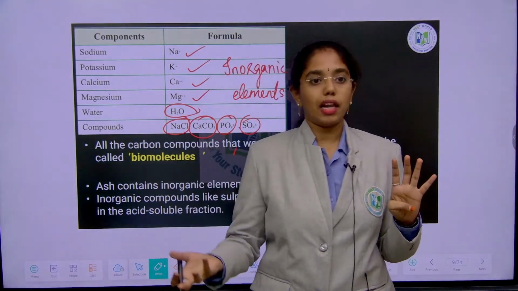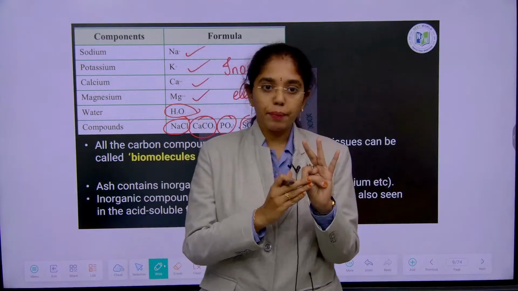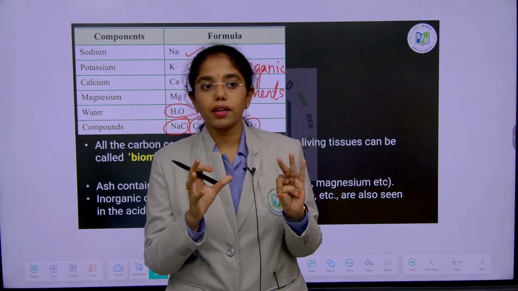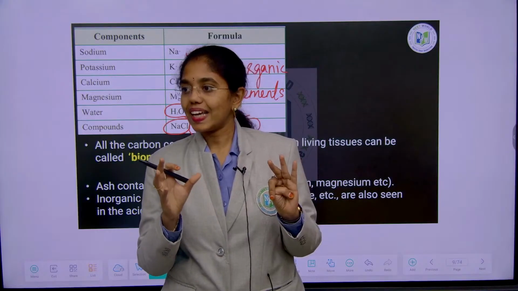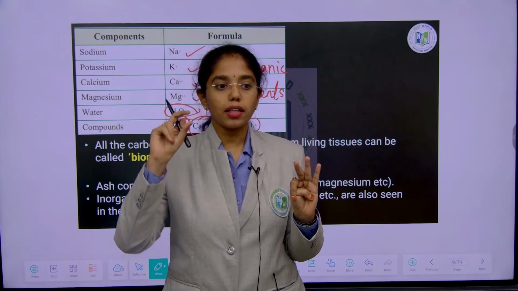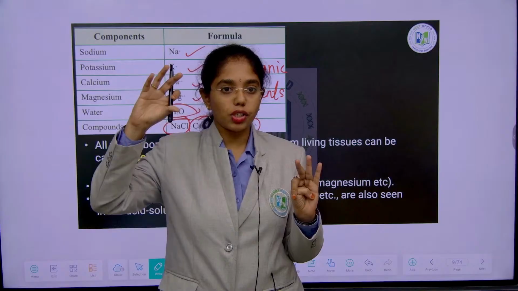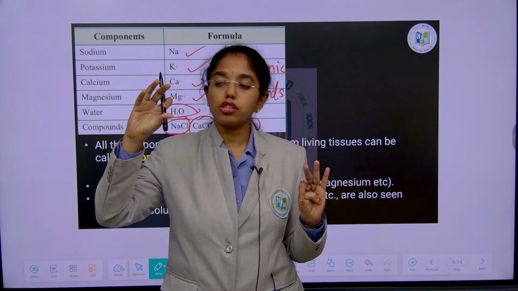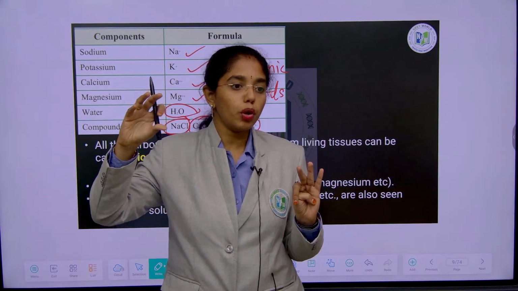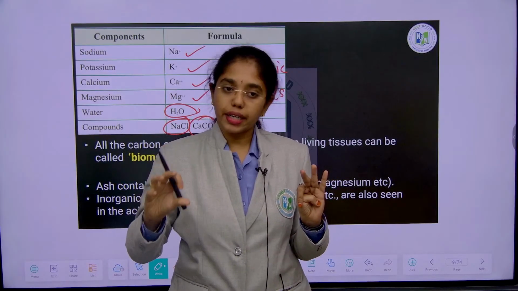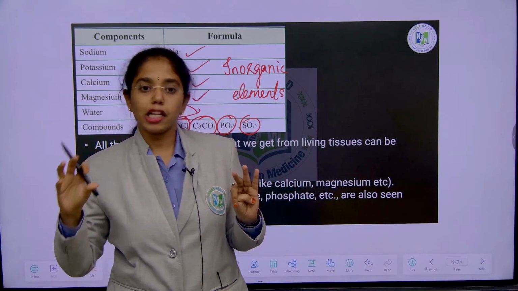Nitrogen, sulfur. Okay. And in chemical analysis, what is the chemical we are using? Trichloroacetic acid, right. And what are the two fractions we are getting? First fraction is filtrate, also known as acid soluble pool. Second fraction is retentate, also known as acid insoluble pool.